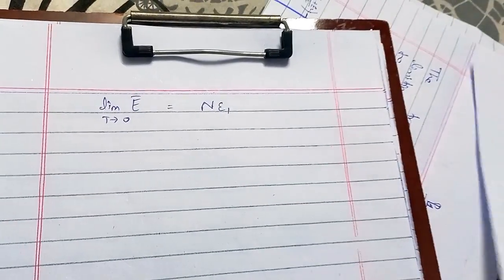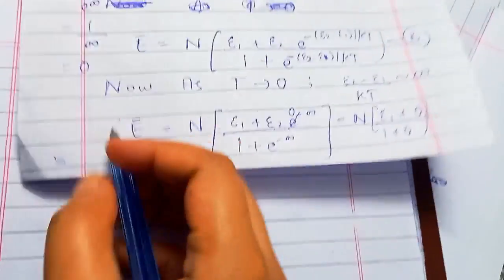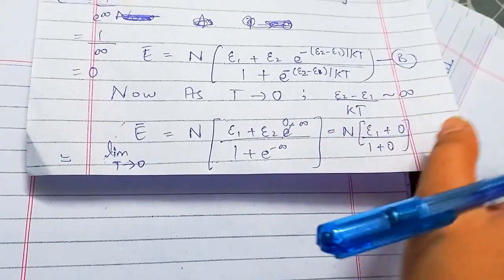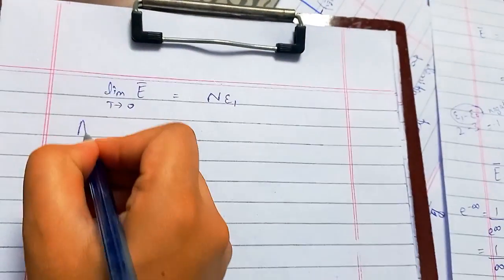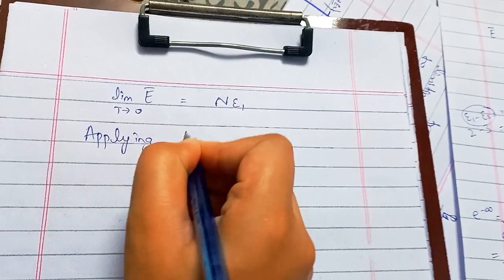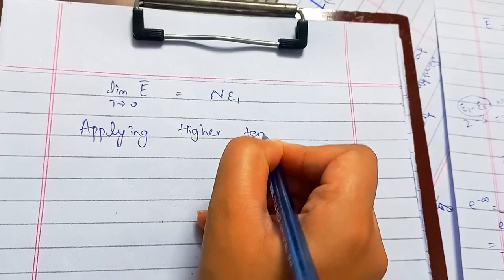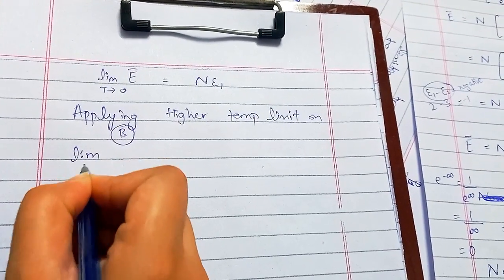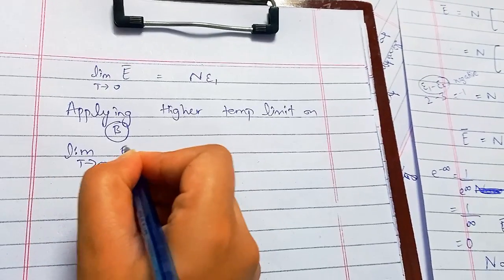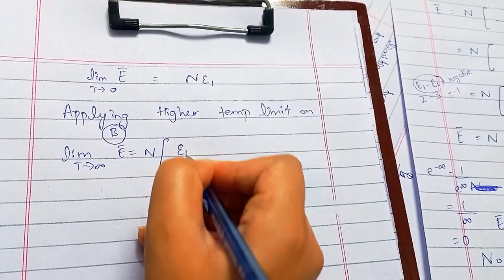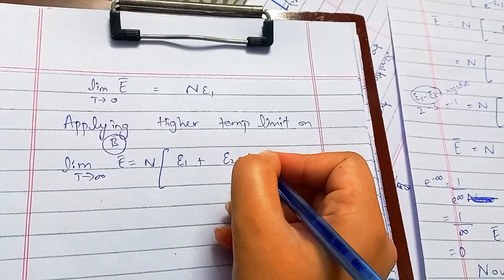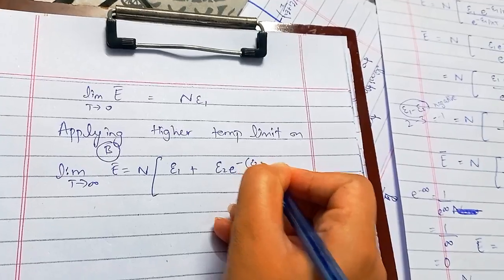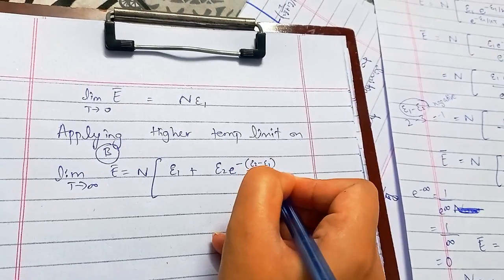Now let's do it for the higher temperature limit. Here, now applying the higher temperature limit on B, limit T approaches infinity, E bar equals capital N times E1 plus E2 e to the power minus E2 minus E1 divided by k into infinity.